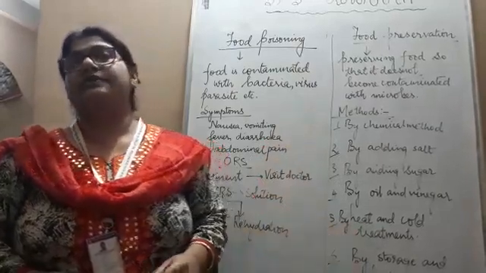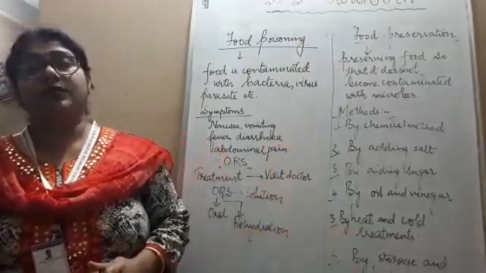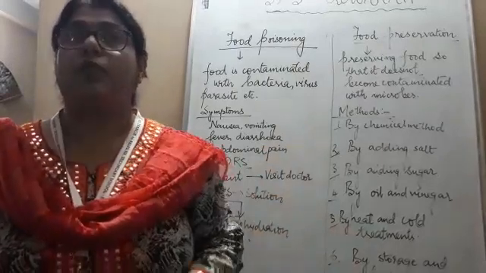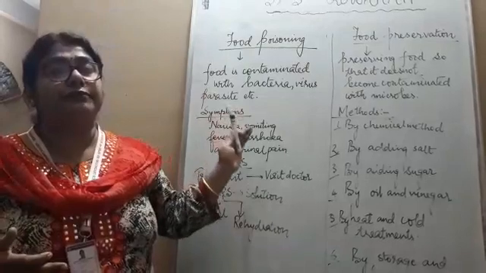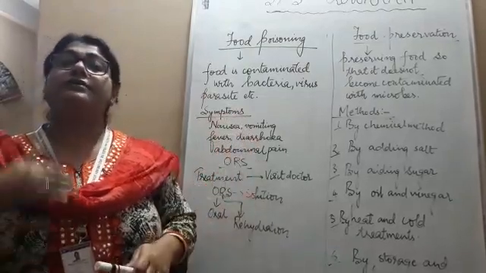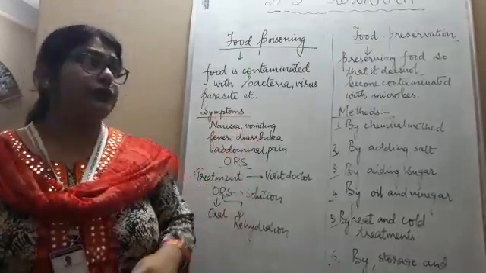So students, today we have learned what is food poisoning, what happens in food poisoning, why food poisoning occurs, and what we need to do when we suffer from food poisoning, and how we can preserve the food.